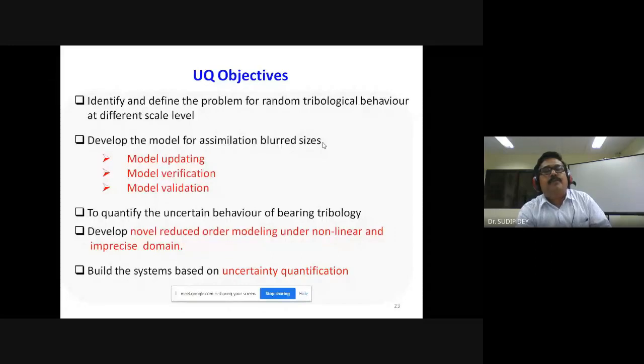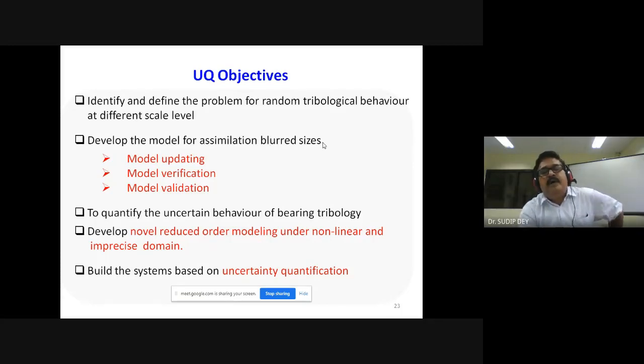So our first objective is to identify and define the problem of random tribological behavior at different scale levels. So here also we can go for multi-scale analysis as well. So we need to develop the model, with assimilation of the scales, and model updating, model verification, and model validation are required. Then we need to quantify the uncertain behavior and develop the novel reduced order model.